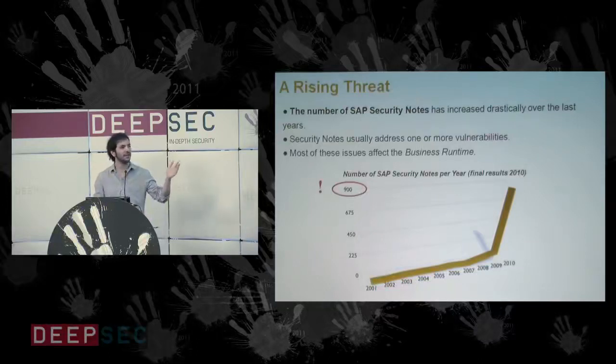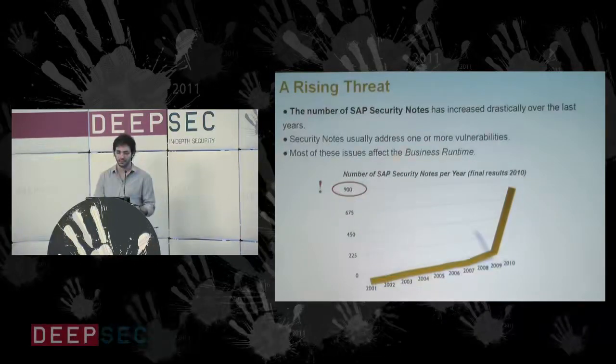So obviously, the larger the number of security notes, the larger the number of known vulnerabilities, and in some way, the easier it would be for an attacker to reverse any of these patches and exploit some of these vulnerabilities. This is also one of the main problems in the SAP landscape: customers do not apply patches very promptly.